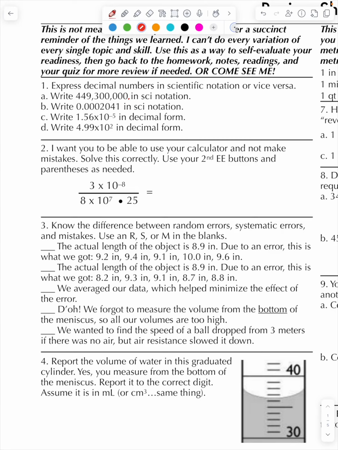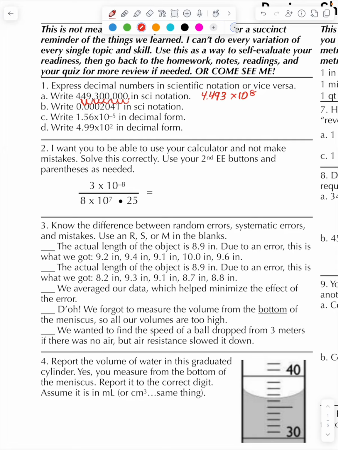So for numbers bigger than 1, we take the decimal, which I just drew there, and we need to move it over 1, 2, 3, 4, 5, 6, 7, 8, because you always want a number in front of the decimal between 1 and 9, right? So I moved over 8, so that's going to be 4.493 times 10 to the 8th. Okay, so far so good.